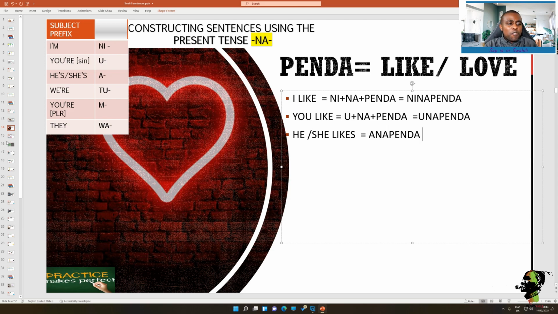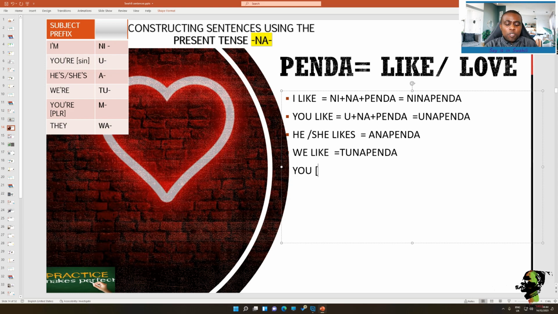Then we have another very important part, which is going to be we like. We like. How do we say that for Kiswahili? We're going to come and say tu for we, na for present tense, and then like. Penda. This is exciting stuff. I know you're getting more confident. Asante sana. Let's look at the next one, which is you plural like.